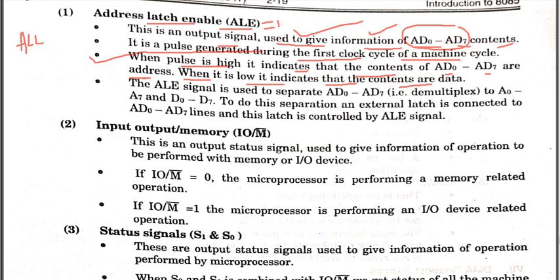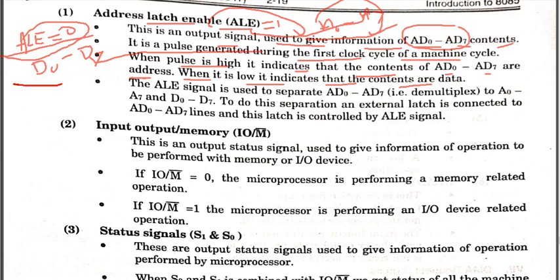So when ALE is low, meaning 0, at that time the operation will be performed on the data, that is from D0 to D7. In short, when ALE is equal to 1, address operations are to be done, that is from A0 to A7. These are the 8 bits of address, and whenever ALE is 0, then data operations are to be done, which is D0 to D7, that is 8 bit.